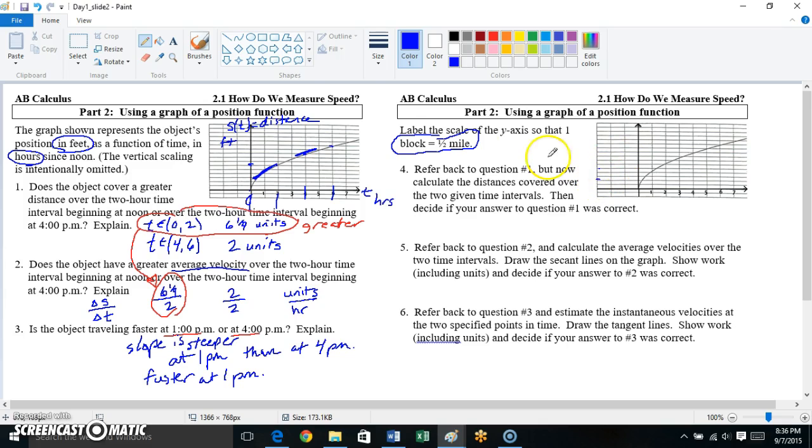1. Let me mark this better. So 1, 2, 3, 4, 5, 6, 7, and 8. Okay, so 8 miles are marked along the vertical axis. I know I'm having trouble because I'm not using my pen.